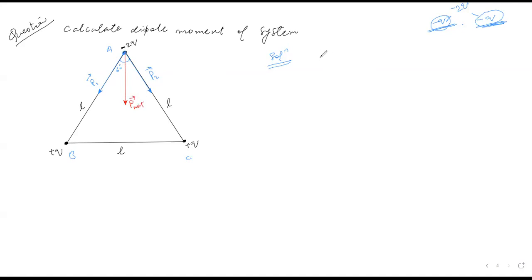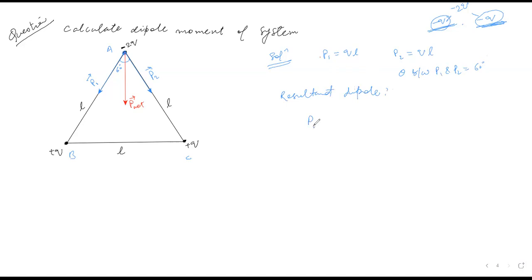And now we already know the value of P1 is Q into 2L, but the separation between them is given as L, so we are taking L. And the other one, P2, is Q into L. Now what will be the resultant? The angle theta between P1 and P2 is 60 degrees. Then what will be the resultant dipole?